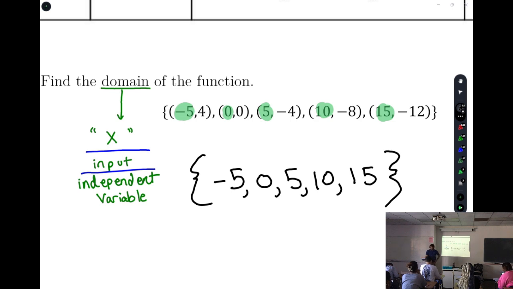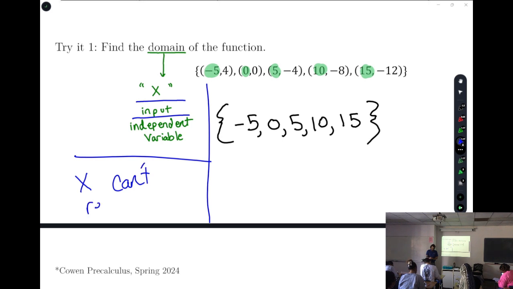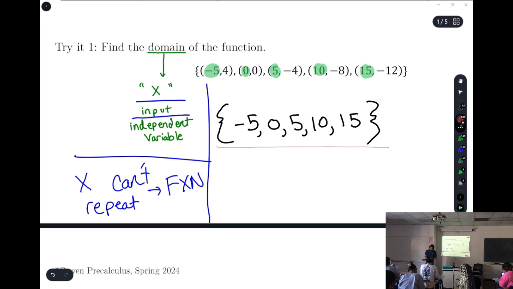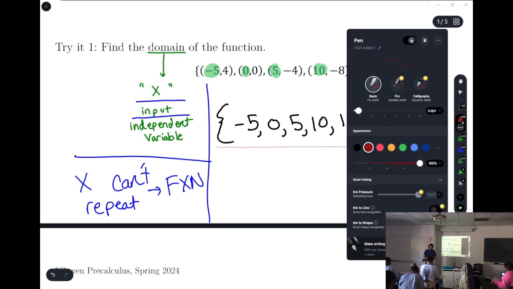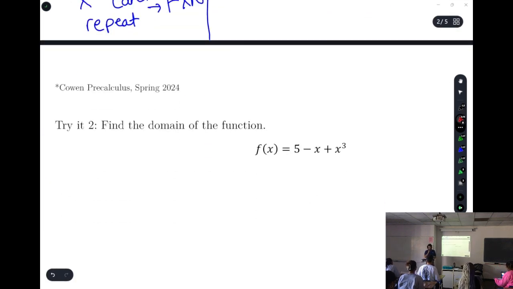So if this is teaching on the left and we're answering on the right, also X can't repeat. That makes something a function. But that doesn't change your answer. That's our answer. Cool? Not too hard? It doesn't get that much harder, I promise. Oh, it does. Dang it.